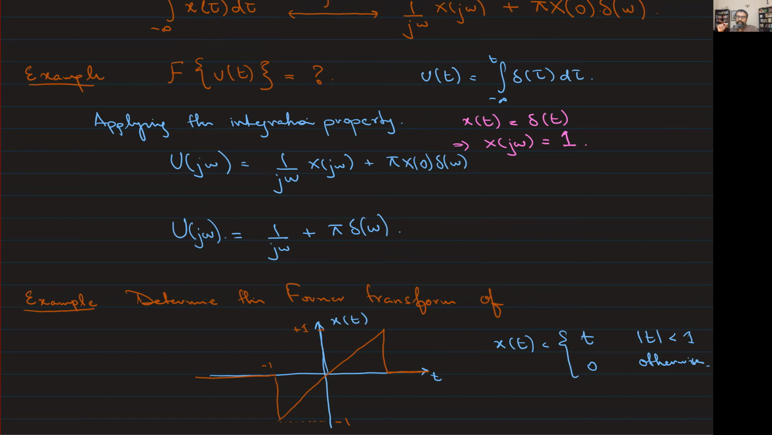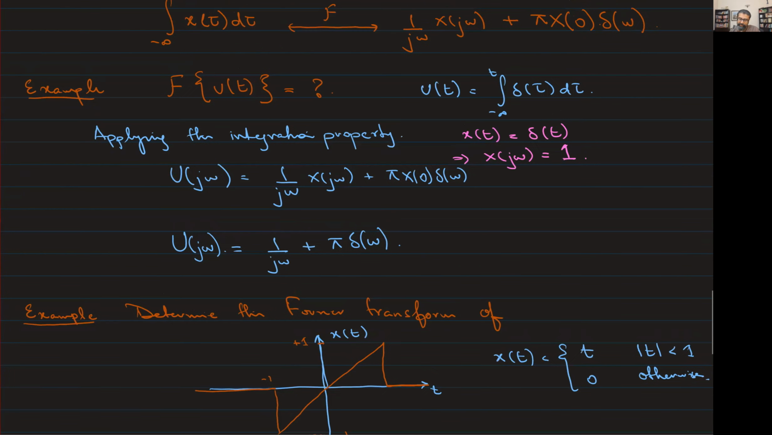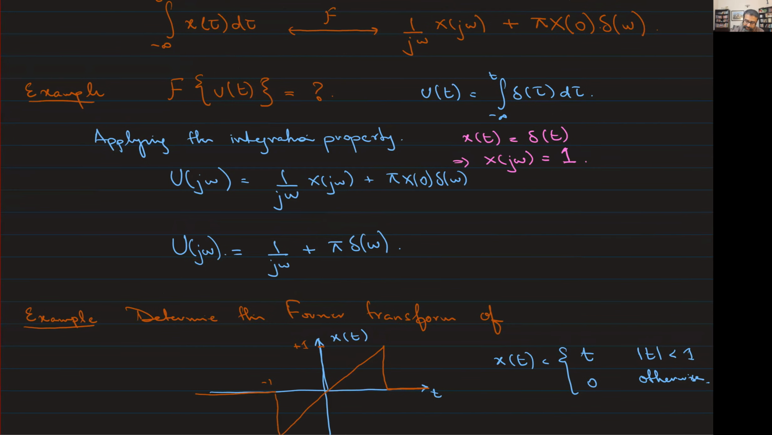देखिए किस तरह पता चला, वो तो I just applied the integration property, right? So I just apply this integration property here, right? There's a delta of omega here, and multiplied with delta of omega is what the DC value of x of 0 was. And the DC value of x of 0 is equal to 1, right? So therefore, this becomes this.